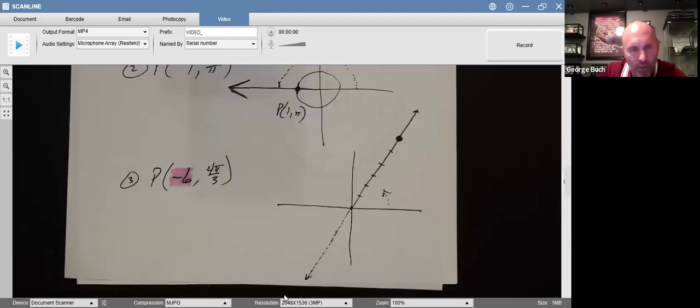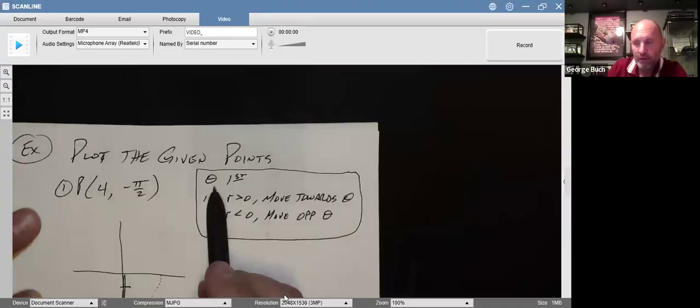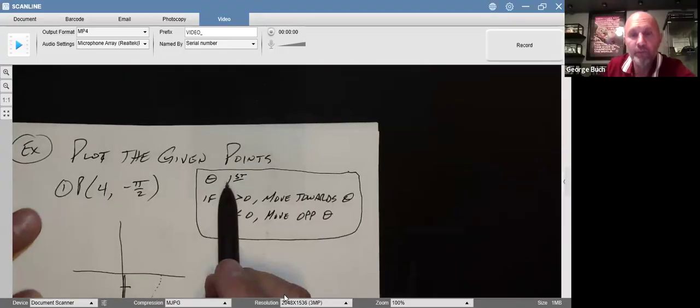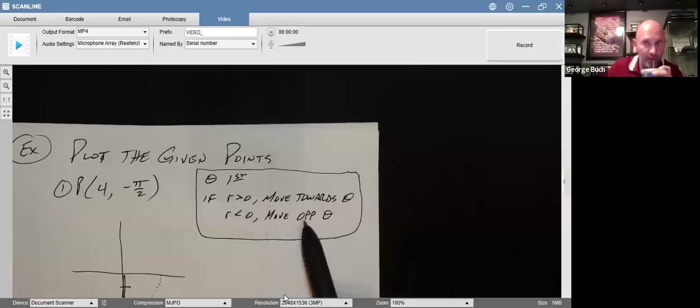So that's how we plot points on a polar coordinate system. I only did 3. Hopefully that's enough for you guys to see how this works: negative theta, negative r, positive r's and thetas. But it really comes down to these 3 things. First, make sure you move theta first. And then depending on r, either move towards theta or move opposite theta.